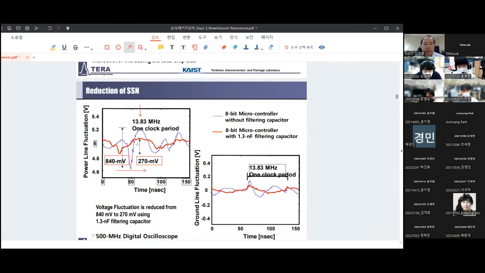So this was actual power supply noise measurement. Without decoupling capacitors, the current switching voltage noise was very high, and with a 1.3 nanofarad decoupling capacitor, we were able to bring it down to 270 millivolts.